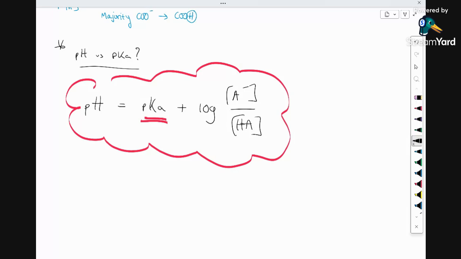And there's a question in the notes that I'd like you to have a go at, please, where you simply need to plug in the numbers for pKa and the concentration of your dissociated acid and your undissociated acid, and simply add the logarithm of that to the pKa, and it gives you your pH.